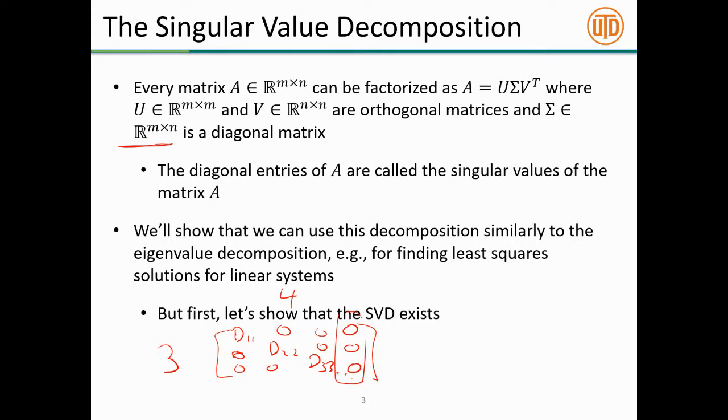Any questions about the basic singular value decomposition, like what it is? U and V are orthogonal matrices, and sigma is this generalized diagonal matrix.